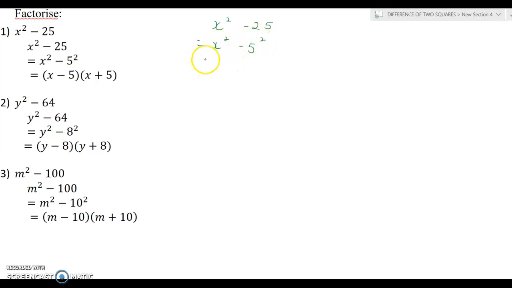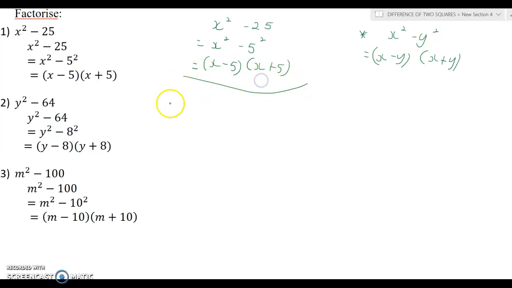So now we have one squared term, take away another squared term. And then just put it in how the general form showed us. I'll just put the general form here. We have x squared minus y squared. The general form is x minus y, x plus y. So now I can put that in the general form. It'll be x minus 5, x plus 5. Pretty simple there. So that's the first one. Number 2, we have y squared minus 64. Now again, you must know your square terms.